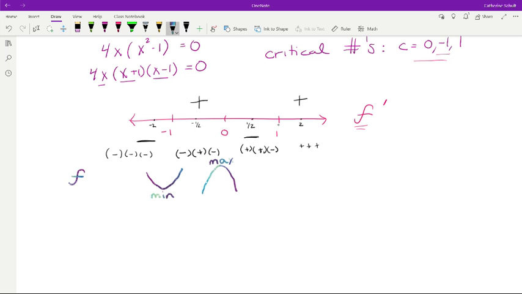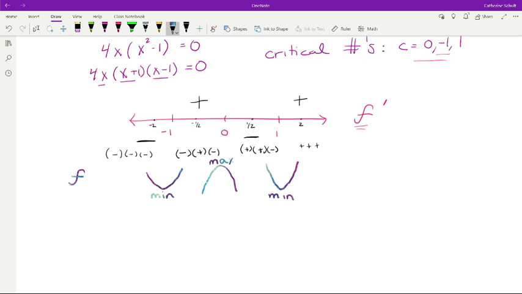Same thing at 1. Right before, since the derivative is negative, our function f is decreasing. We hit the 1, and then derivative is positive. So our function starts increasing. So this is not a max, what I just wrote, that's wrong. This is also a local min. Okay, so there you go. That's the first derivative test.